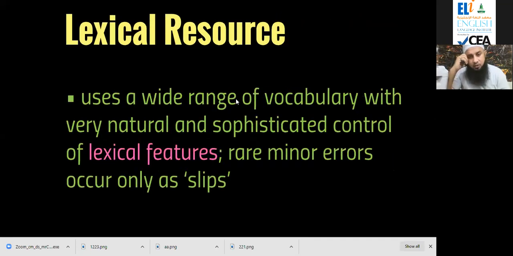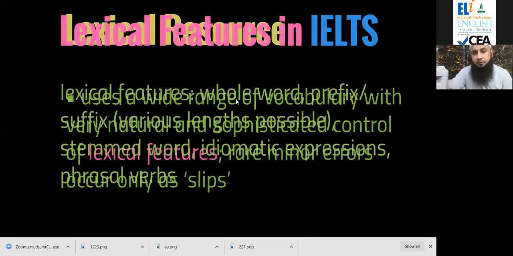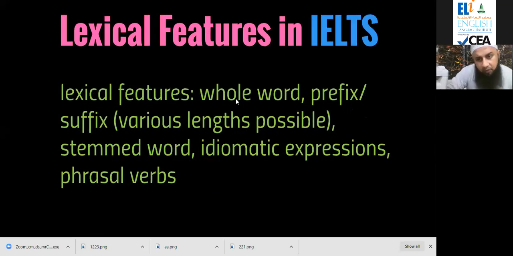And the third is lexical resource. That's the vocabulary. Uses a wide range of vocabulary. That means a wide range of nouns, verbs, adjectives, adverbs, all four content words, and idioms, and phrasal verbs, and compound words. Lexical features mean all of them. So they are whole words like noun, verb, adverbs. They are prefixes, suffixes, various lengths possible, stemmed words, idiomatic expressions, phrasal verbs. You have to use all of them to show them that you have complete command over vocabulary.